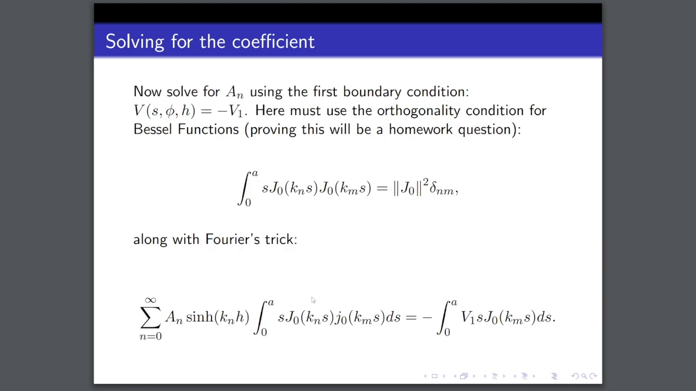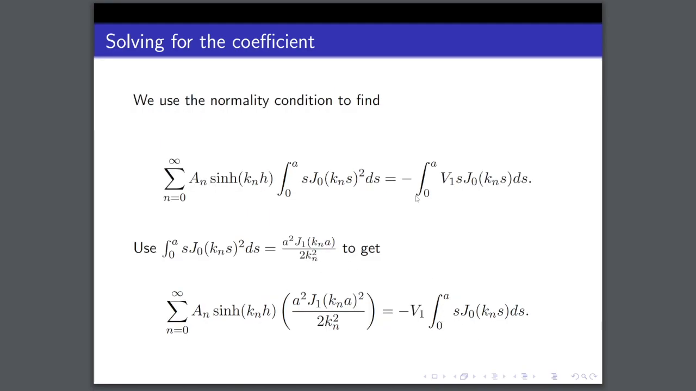We can then use that Fourier trick to take the integral of both sides: multiply by the Bessel function of k sub m s, and then take the integral of both sides from 0 to a with respect to s. Then we'll find that because of the orthogonality condition, this portion here is equal to the integral of this. We'll then find the integral of this portion of the function, which using properties of Bessel functions will be these constants multiplied by the first order Bessel function of k sub n a. We'll then get this form of the equation.